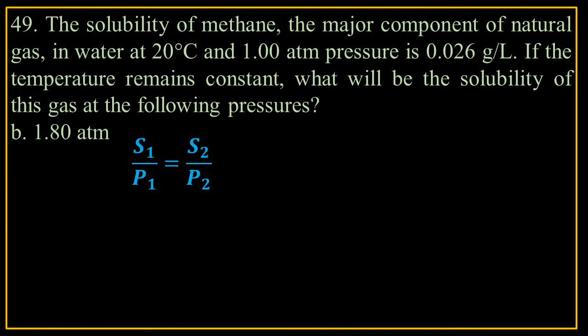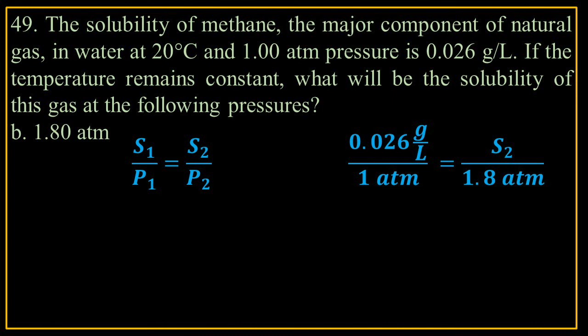So you're going to see an increase in solubility. So you have 0.026 grams per liter at 1 atmosphere. So you're going to see that increase because the solubility in grams per liter of a gas is directly related to the pressure. Higher pressure, higher solubility. So you go from 0.026 grams per liter to 0.0468 grams per liter.